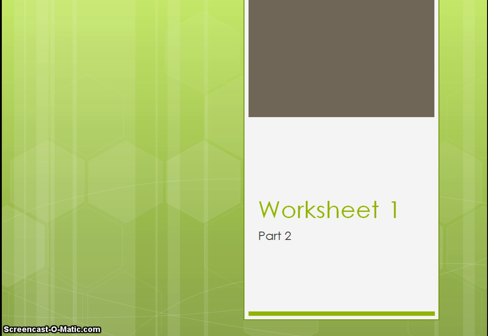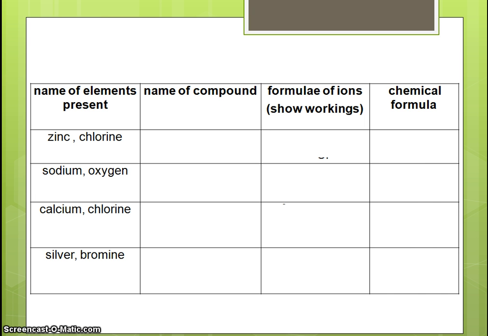We will now look at the second part of the worksheet. Now, turn to page 2 of worksheet 1. Now, this time round, you'll be presented with the name of the element. You must come up with the name of the compound, the formula of the ions, and the chemical formula of the compound itself.